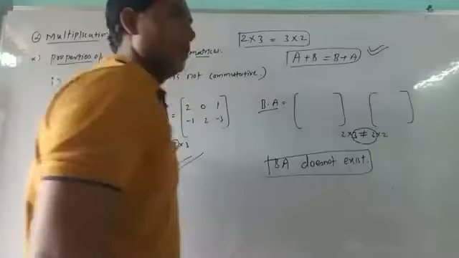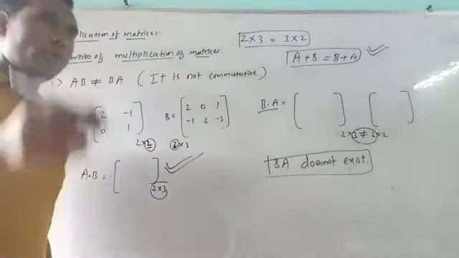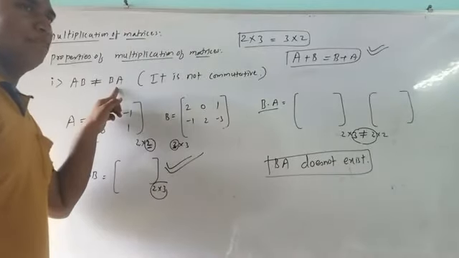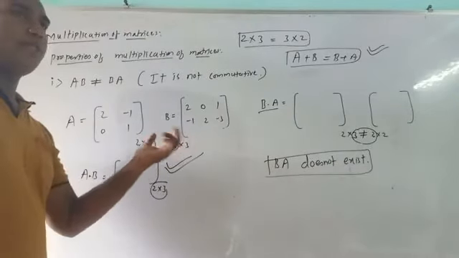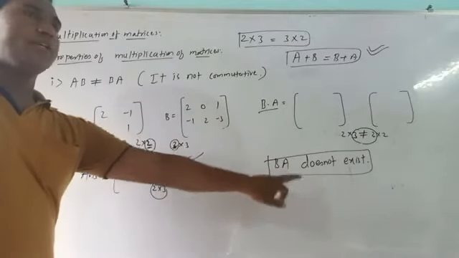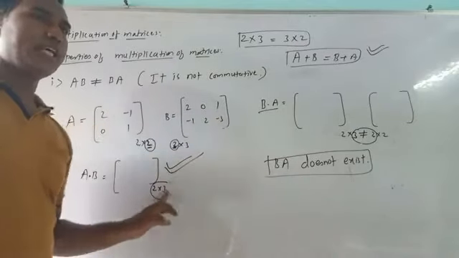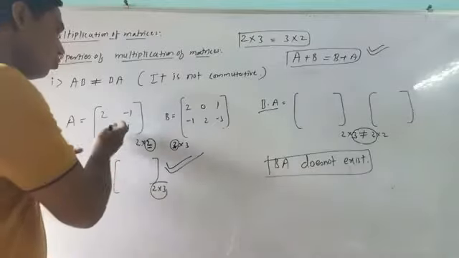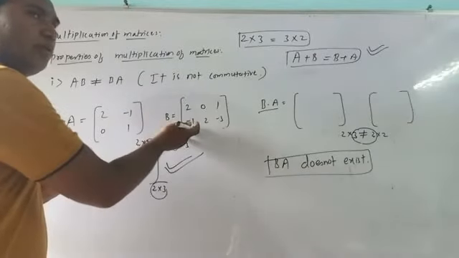But while doing the multiplication here, AB is not equal to BA. Why? We took one example here. AB exists, but after reversing, BA multiplication does not exist. So we cannot say that AB is always equal to BA. Sometimes, if A is of order 2 by 2 and B is of order 2 by 2, it is possible.